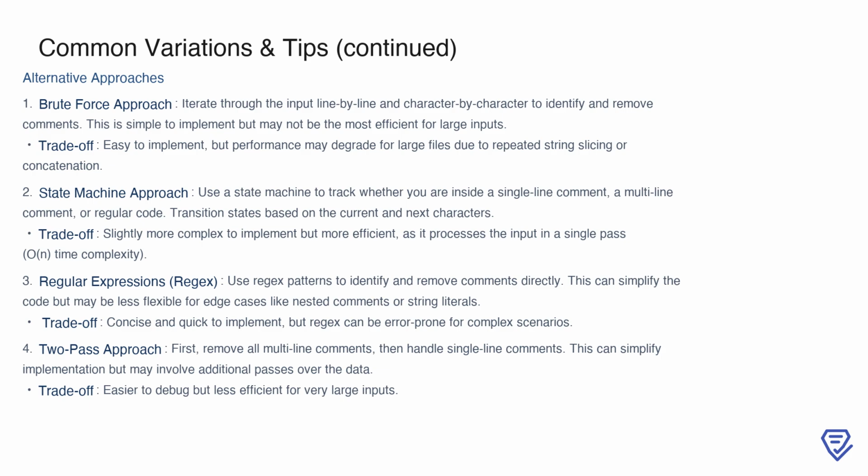Another alternative is using regular expressions to directly identify and remove comments. While this method can simplify the code, it may be less flexible when handling complex scenarios like nested comments or string literals. Lastly, the two-pass approach involves first removing all multi-line comments and then handling single-line comments. This method can be easier to debug but involves additional passes over the data, making it less efficient for very large inputs. When choosing an approach, consider the trade-offs between simplicity, efficiency, and robustness.